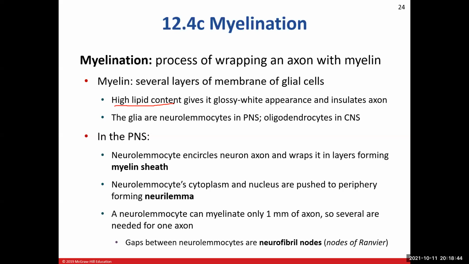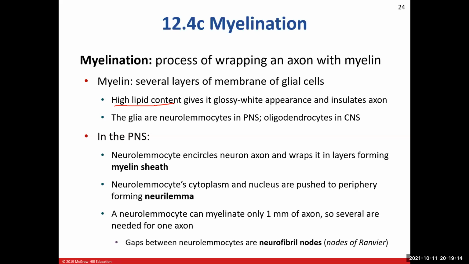Remember I was telling you before, gray matter and white matter. If you see white matter, it gets that appearance from the myelin sheath that is coating or wrapping itself around the axon. And what does myelin do? It insulates the axon and makes it so that the action potential can move or propagate faster.